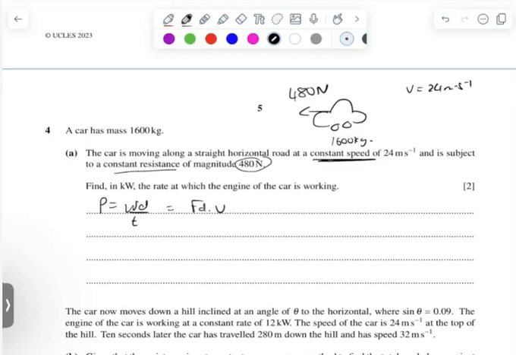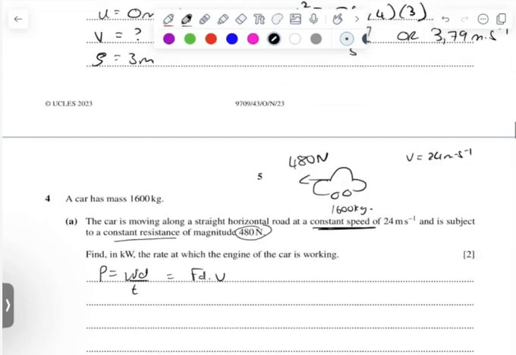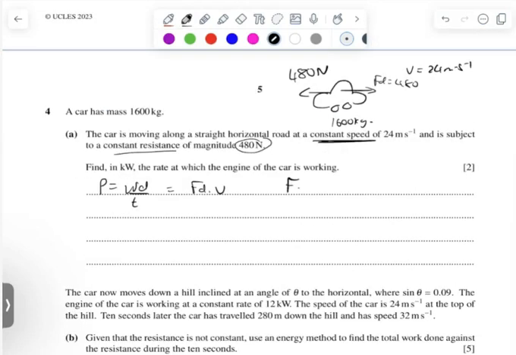What we need to know about a constant speed is that if it's going at a constant speed, it means the forces in the line of motion are equal. They cancel each other out. So we've only got friction acting against it, which means our driving force is also 480. I'm just going to put that somewhere down in my lines.